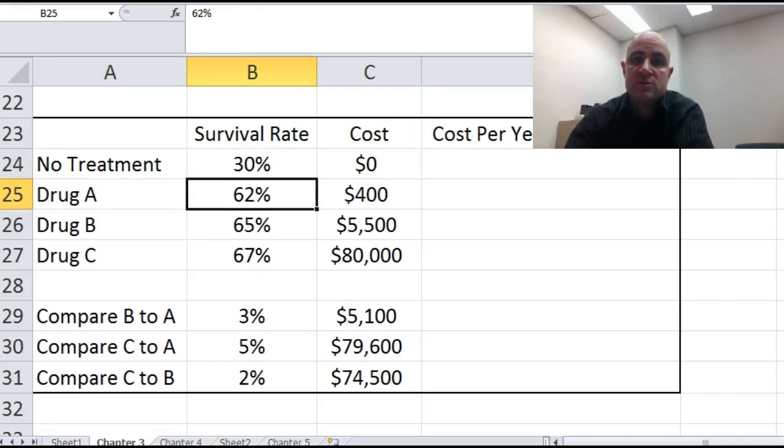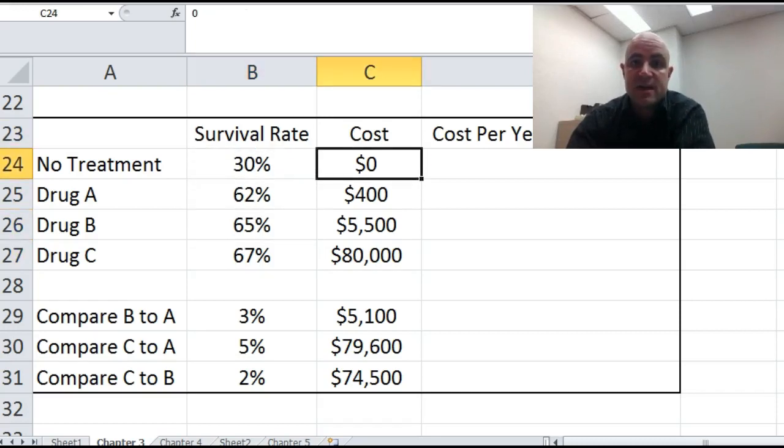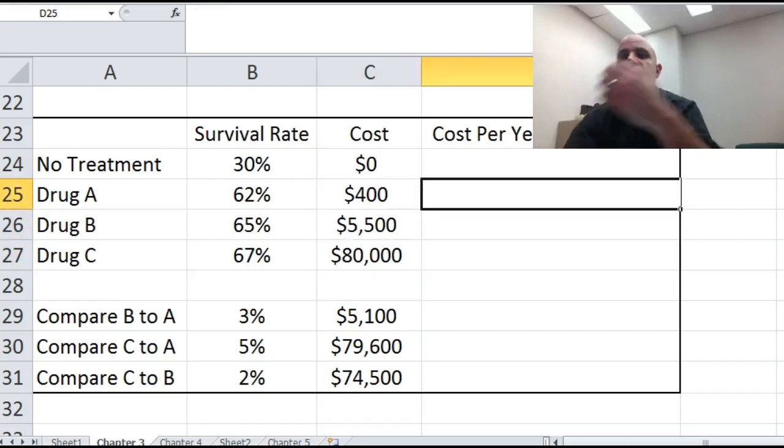If you take drug A, you have a 62% chance to survive in the year, drug B 65, drug C 67. Now there are also costs involved, and the costs go up with the drug type. And so if you get no treatment, the cost is 0. If drug A is 400, B is 55, and so forth. So cost per year of life saved. Let's talk about that for a second.